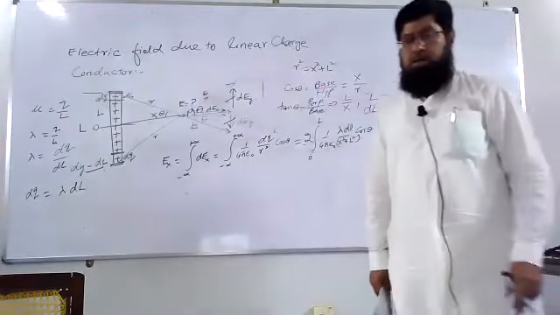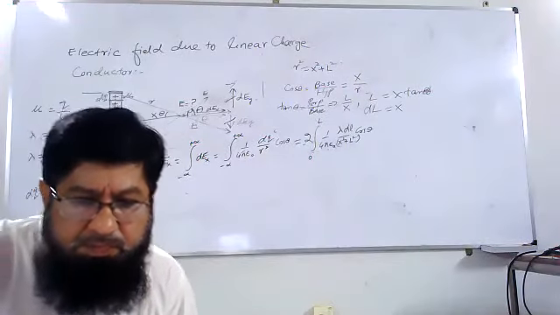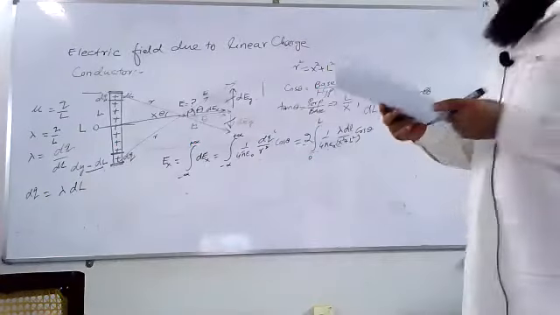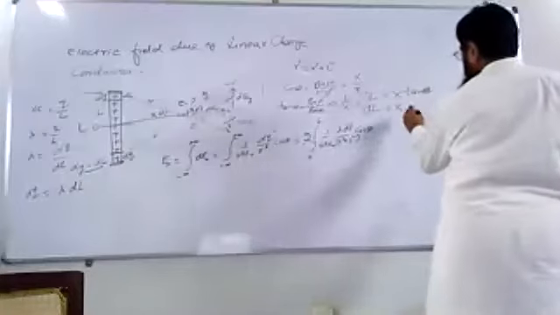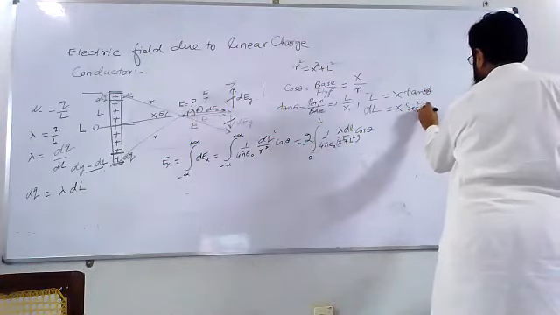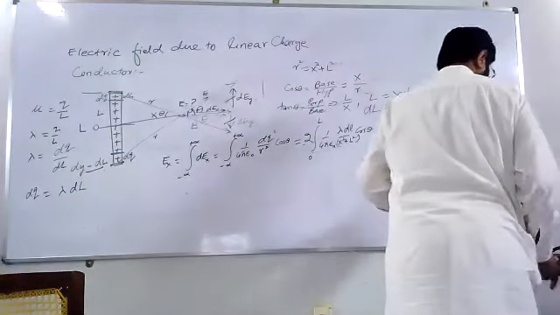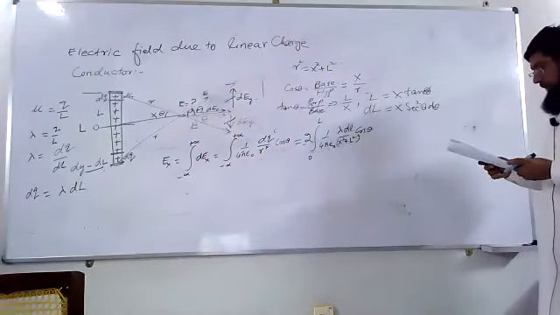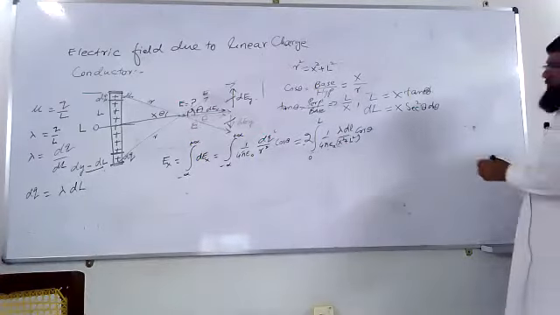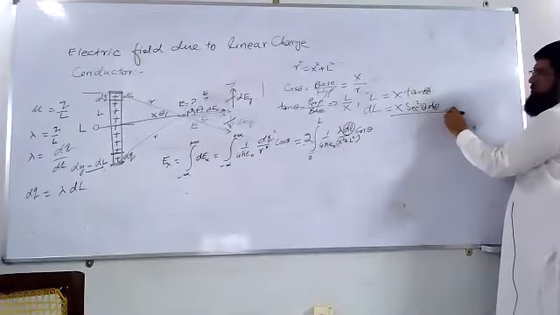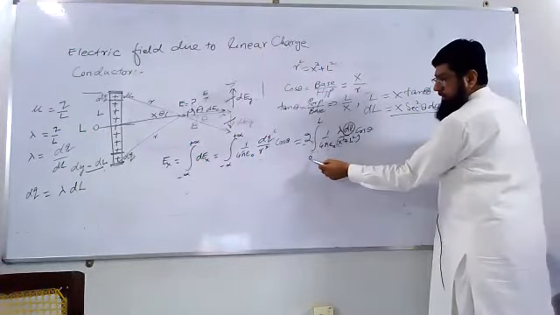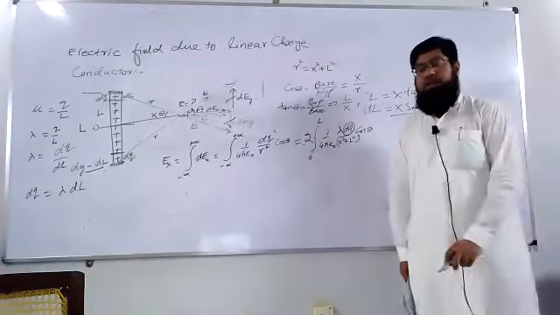What is the derivative of tangent theta? The derivative of tangent theta is equal to sec square theta. So here its derivative is sec square theta into d theta. So this is the derivative of tangent theta. Now if we substitute the value of dl, which is x sec square theta d theta, it means the length term is converted into the angle. So this integration over length will be converted into the integration over the angle.